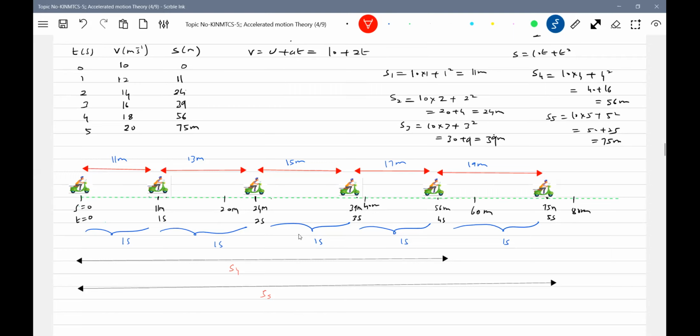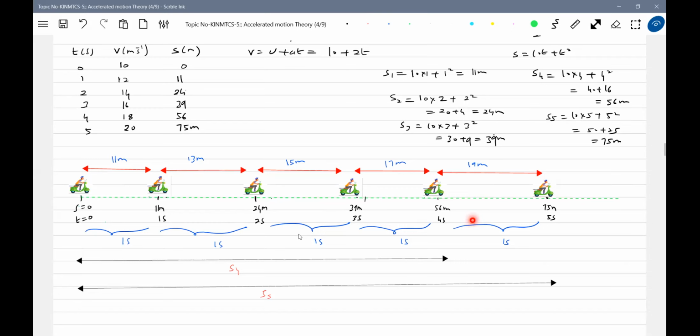No, I'll ask you the distance covered in the 5th second. What do you mean by 5th second? You have to call it like this: 1st second, 2nd second, 3rd second. Some of you are getting confused, sir. I think things are very clear.